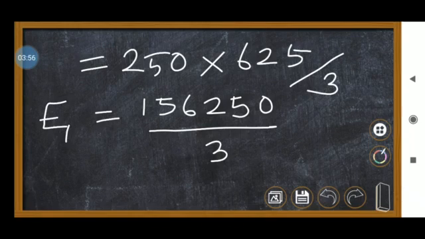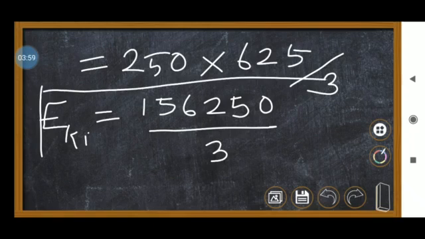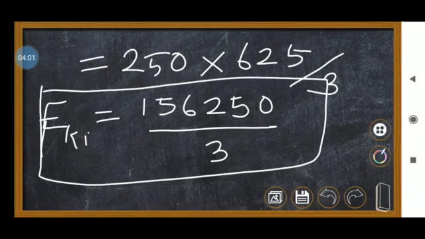So this is the first case. The value of the first case is 1,56,250 divided by 3 joule. This much kinetic energy it has when it is going at 30 kilometer per hour, because whenever an object is moving, it must possess some energy.